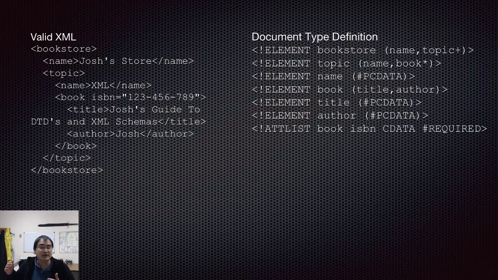And then we can also say, by the way, for each book, there should be an ISBN attribute. There should be an ISBN attribute which contains character data. And we also mentioned that this is required, that you can't have a book that doesn't have this ISBN number. All right. Once again, the details here don't matter. The important thing is a document type definition can be used to specify which tags are allowed where and what can be within each of those elements.